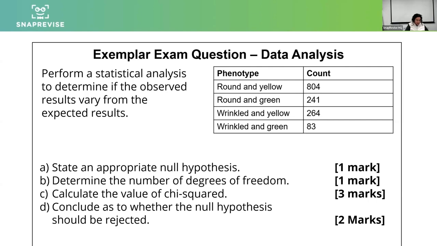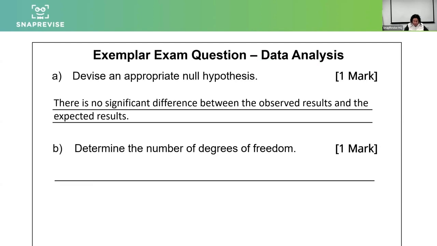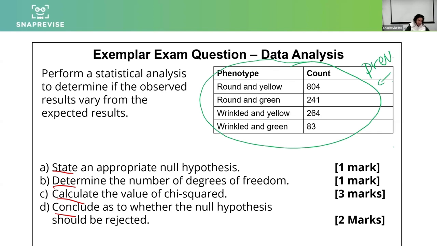So let's break this down. What is my context? My context is basically the previous page, right? Previous page, as well as these numbers here. My command words are right here. They're fairly obvious. State, determine, calculate, conclude. Finally, my direction is that I'm going to perform a statistical analysis and I'm going to formulate a null hypothesis. I'm going to state the number of degrees of freedom, value of chi-squared, and whether the null hypothesis should be rejected.